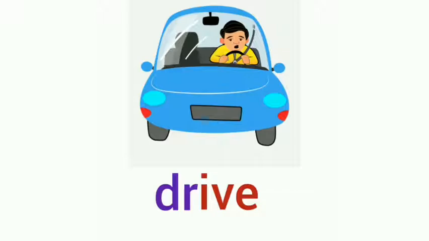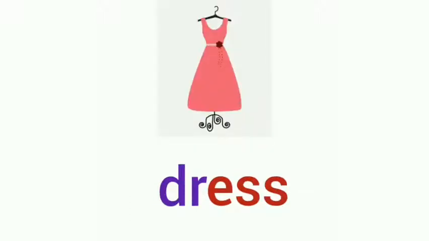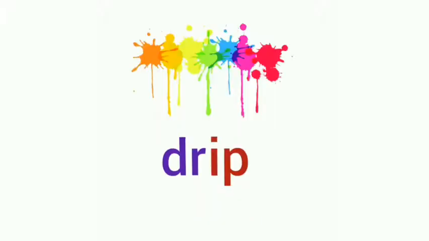Now, this picture is a dress. Dress. D-R-E-S-S, dress. Dress is one-piece garment for a woman or girl. And to dress means to put on one's cloth. Dress का मतलब होता है पोशाक.